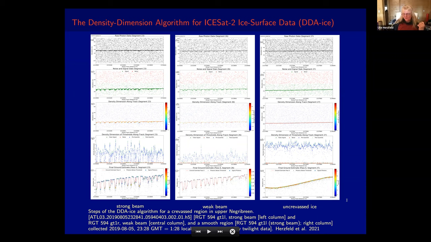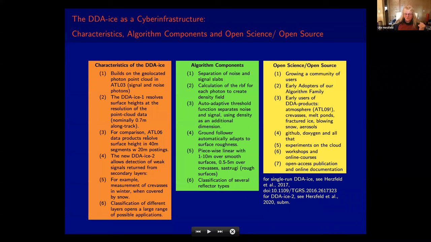So that you don't think this only works for crevassed surfaces, it does work without further ado also for smooth ice surfaces. And the algorithm decides itself whether it's over crevasses or not and changes its parameters. So in summary, the DDA solves surface heights nominally at the 70 centimeter along-track resolution of the sensor, and the official NASA product, which is ATL06 for anyone who's worked with us, resolves surface height at 40 meters. Then we also have higher order products, which we can see later.